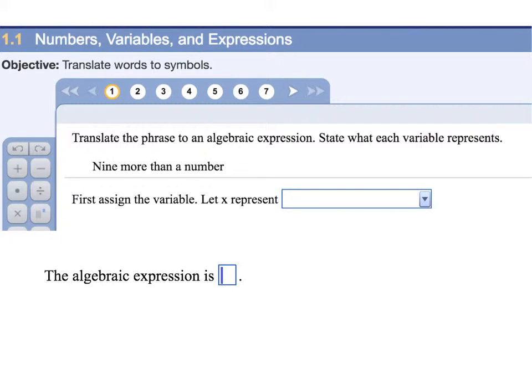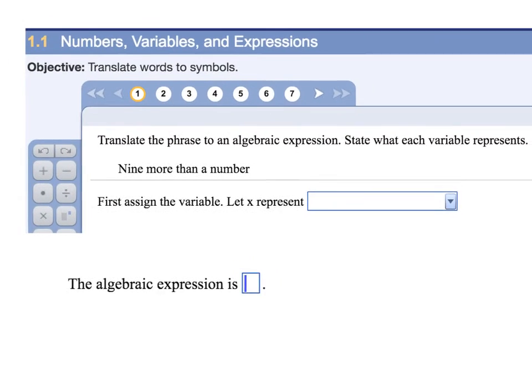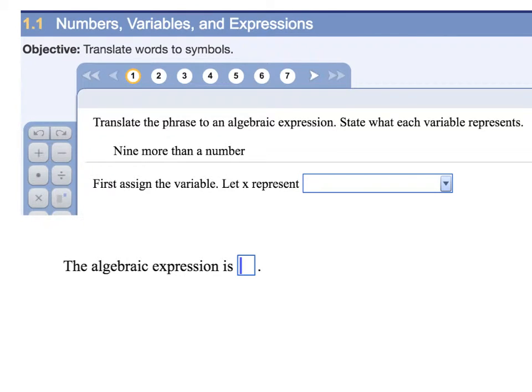So we've got a two-parter, I believe, is what this is. And the first part up here is translate the phrase to an algebraic expression. That's basically write it using the language of mathematics. That's really what I want you to think of that as. So you've got 9 more than a number. The phrase "more than" usually means addition.